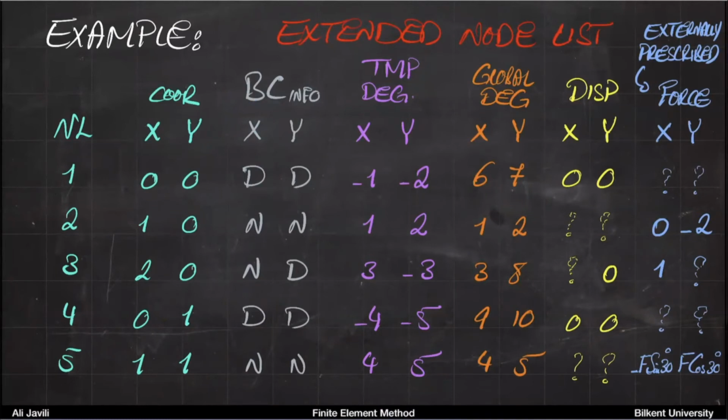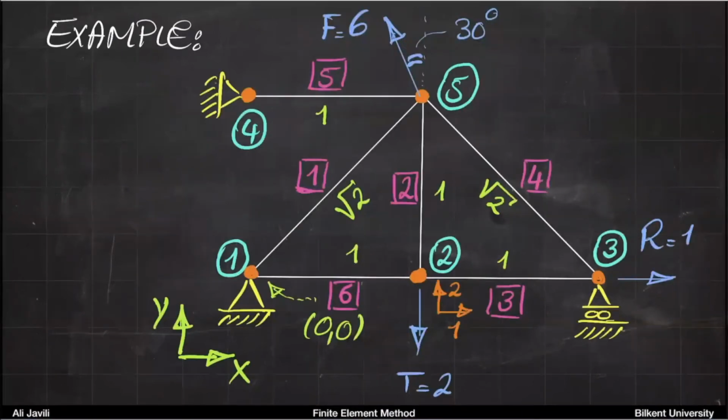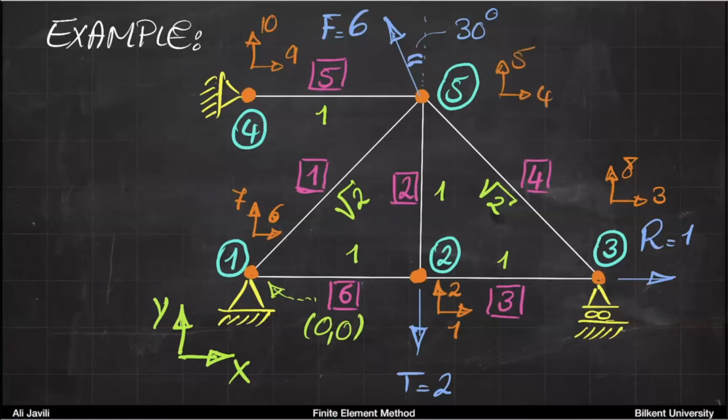Then at node 1, for instance, you have the global degrees 6 and 7. At node 3, we have the global degrees 3 and 8. At node 4, you have the global degrees 9 and 10. And at node 5, you have the global degrees 4 and 5. So those global degrees are actually here.